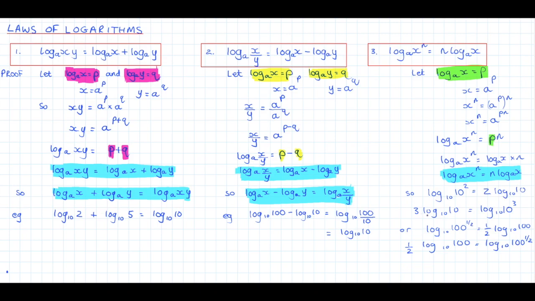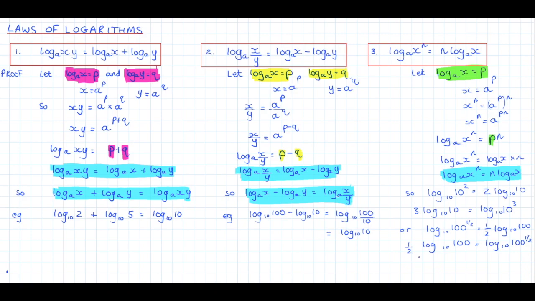If you had 3 log 10 to base 10, the third logarithm law is saying that's equal to log, bringing that over here, 10 to the power of 3 to base 10. You have fractional powers as well, so log 100 to the power of a half to base 10 is equal to a half log 100 to base 10, or the other way round. If you have a half log 100 to base 10, that's equal to, bringing that back as a power, log 100 to the power of a half to base 10.